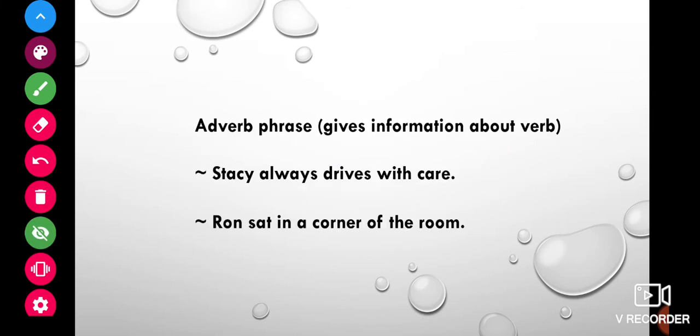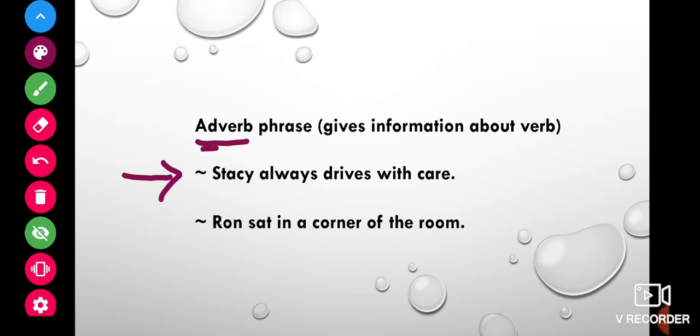Let us move ahead with the next type, which is adverb phrase. Adverb phrase also, like adverbs, gives more information about the verb. Let us understand this with the examples. Stacy always drives with care.